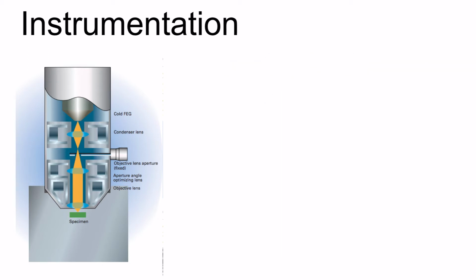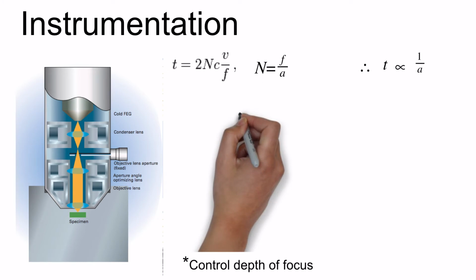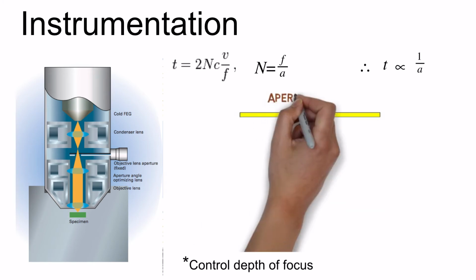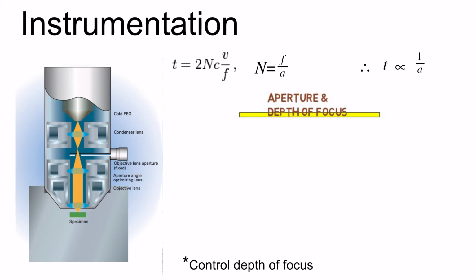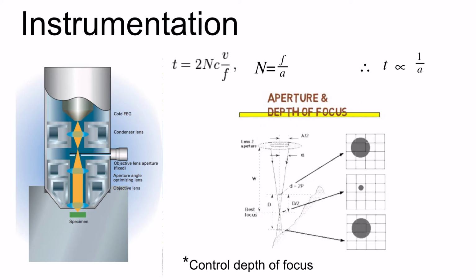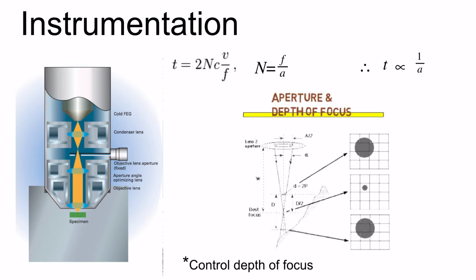The electron beam then passes through a series of apertures, the diameter of which is variable, and determines the number of electrons that reach the sample. As SEM is not constrained by the diffraction limit of light, it can make use of a smaller aperture than optical microscopes. Using this equation, where T is the total depth of focus, C the circle of confusion, V the image distance, F the lens focal length, and N what is termed the lens F number, equal to the focal length over the aperture diameter, it becomes clear that the total depth of focus is inversely proportional to A, the diameter of the aperture.